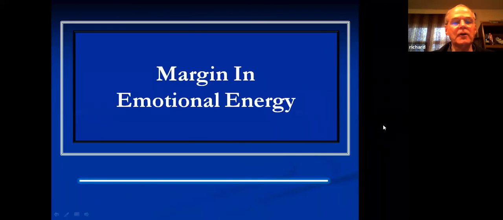Margin and emotional energy is the first place we're going to go. When you start any day, you have a certain quantum of emotional vitality in you, a certain reservoir of emotional vitality. And you're giving out of that quantum or that reservoir all day long, and you're also receiving back.